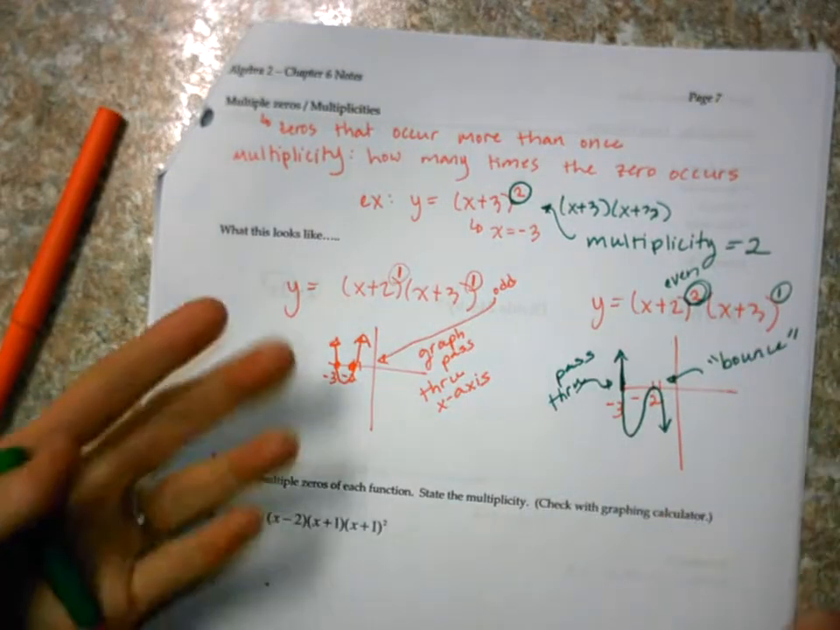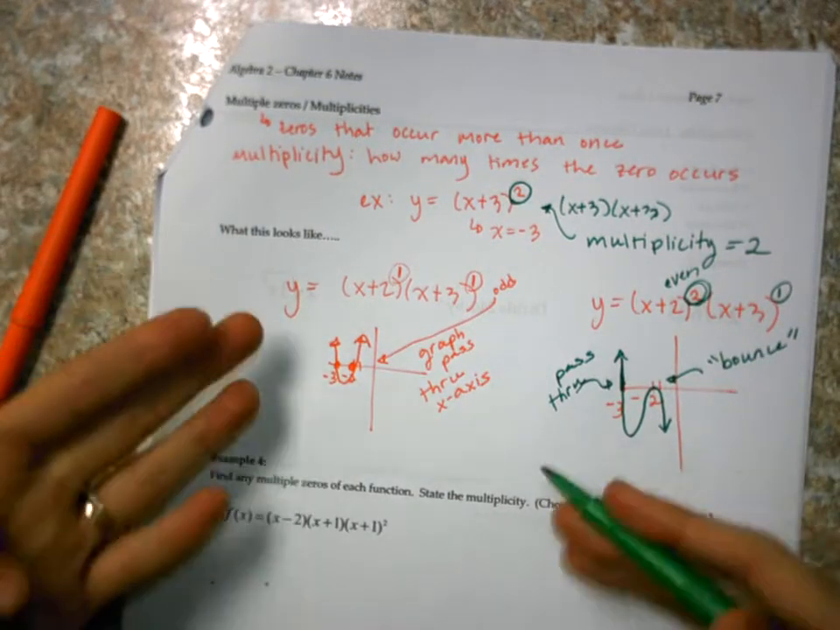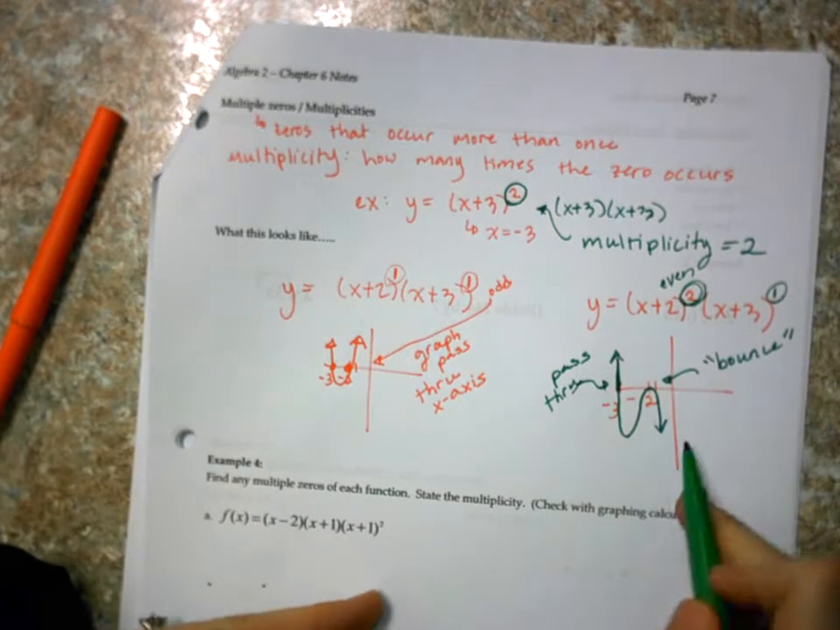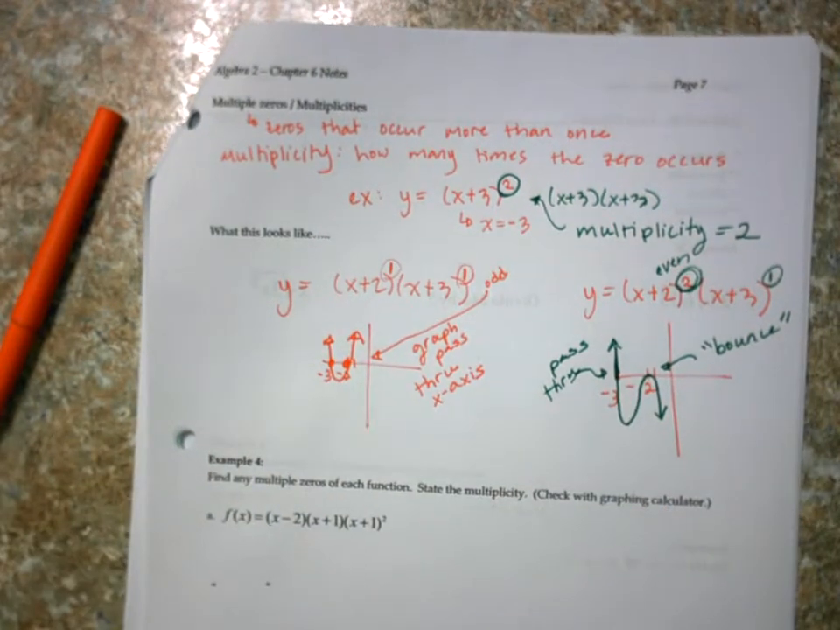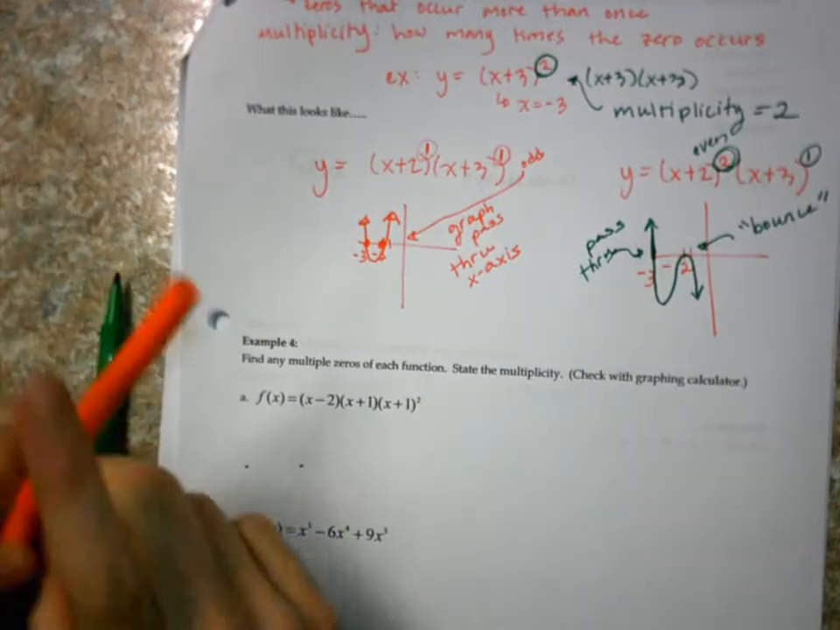How can multiple zeros show us how they will affect the graph? If it's even, it's going to do a little bounce. If it's odd, it's going to pass through. So your homework is mainly asking, can you recognize multiple zeros?